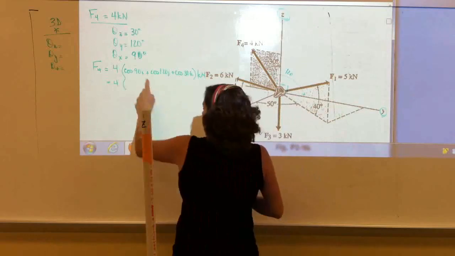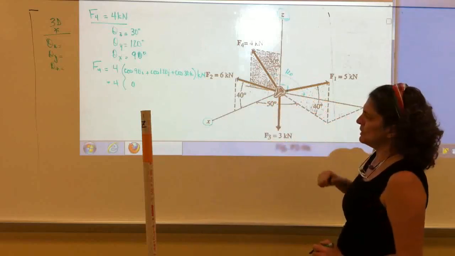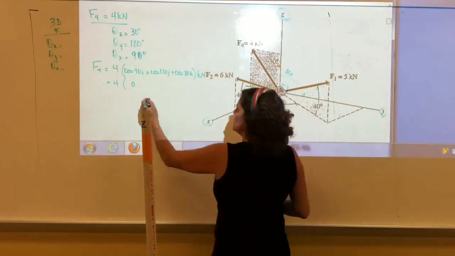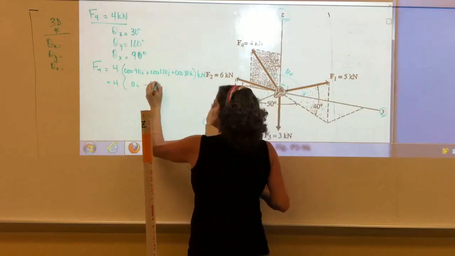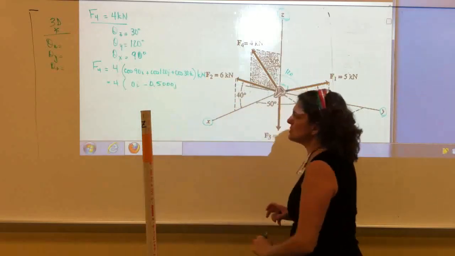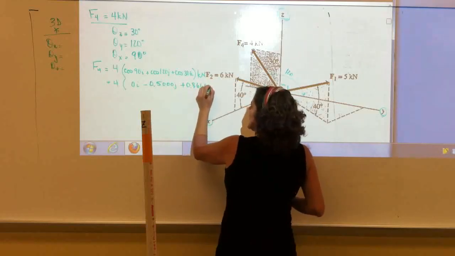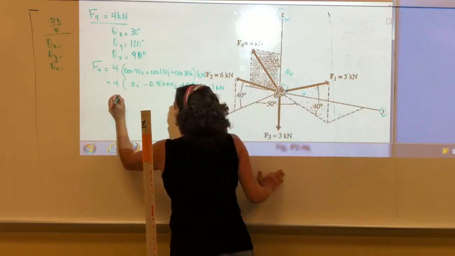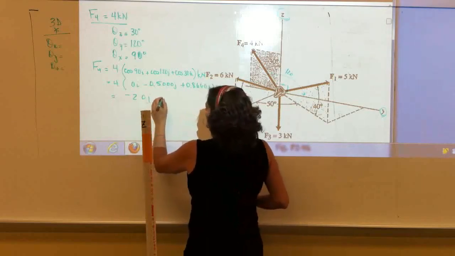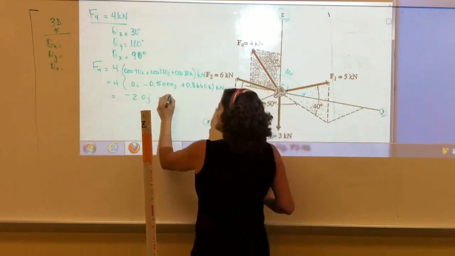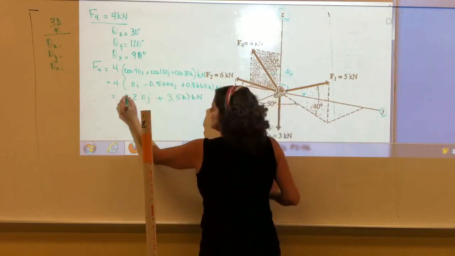So what is the cosine of 90? 0. Does that make sense? Yeah, because that force F4 has no component in the x-axis. So it's 0 I. And then the cosine of 120 is negative 0.5. And remember, we have to carry it out to 4 decimal places because that's the rule for unit vectors. Plus 0.8660 K kilonewtons. It turns out to be negative 2.0 J, plus 4 times 0.866 is 3.5 K kilonewtons.